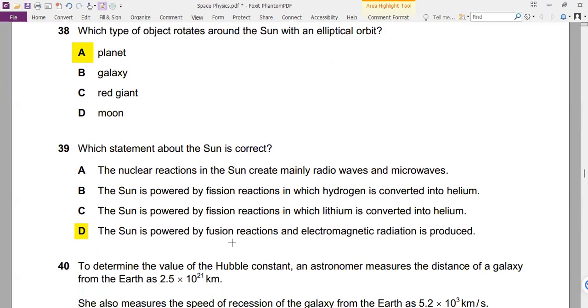And Sun, from all these, this one is correct. Why? Because this is the only one where fusion reaction and electromagnetic radiation is produced. Look at why A is wrong. Nuclear reactions do not produce radio and microwaves. Fission reactions do not take place in both.